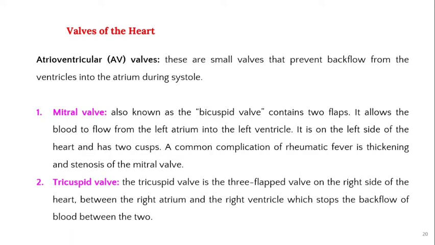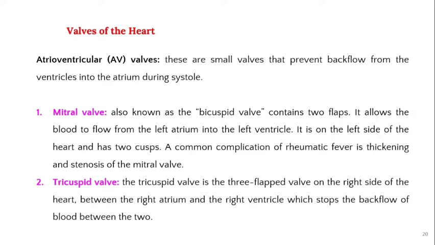So first are the atrioventricular valves. These are small valves that prevent backflow from the ventricles into the atrium during systole. The mitral valve, also known as the bicuspid valve, contains 2 flaps. It allows the blood to flow from the left atrium into the left ventricle. It is on the left side of the heart and has 2 cusps. A common complication of rheumatic fever is thickening and stenosis of the mitral valve.